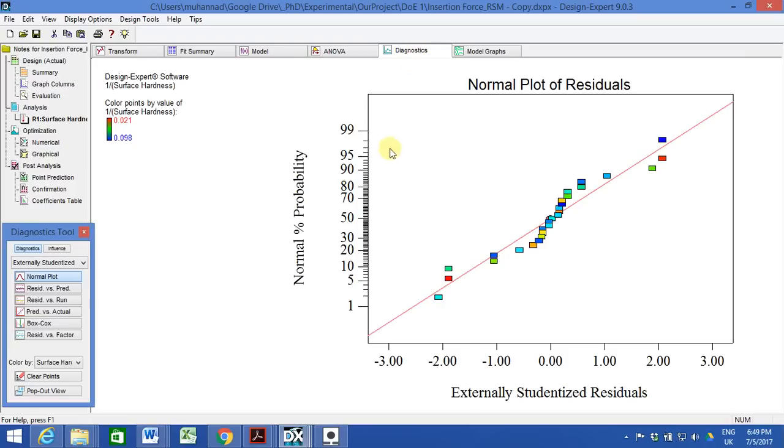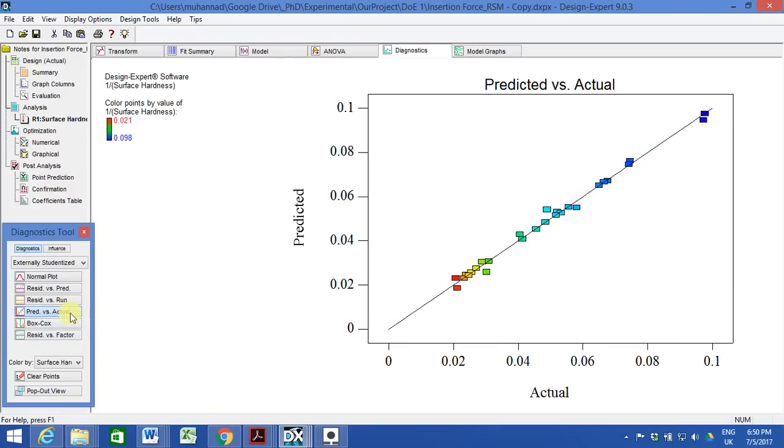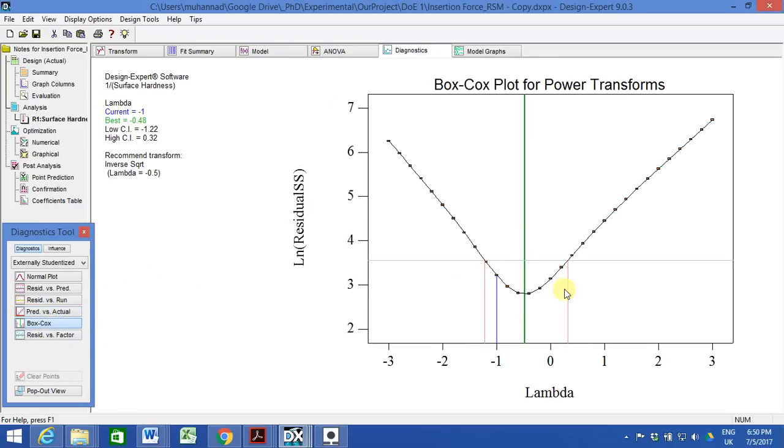Now we go to the next tab, the diagnostic. In the diagnostic you can check, it's very important to go to the predicted versus the actual. Here the actual value is on the horizontal axis, the values that you entered, the values of the hardness that you calculated. And on the vertical, the predicted, which can be calculated by using this equation here. And they are all scattered along this line. So you can see the scatter of the data perfectly matches. So it means that your model is designed very well.